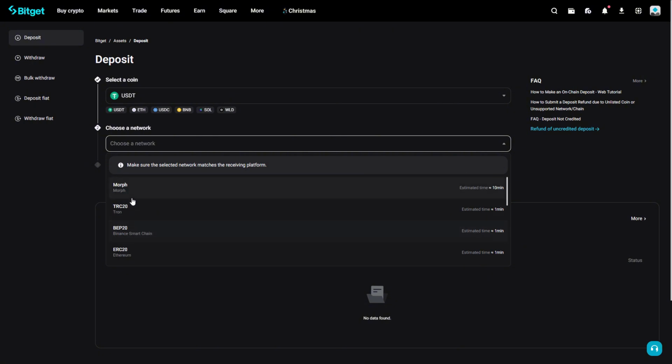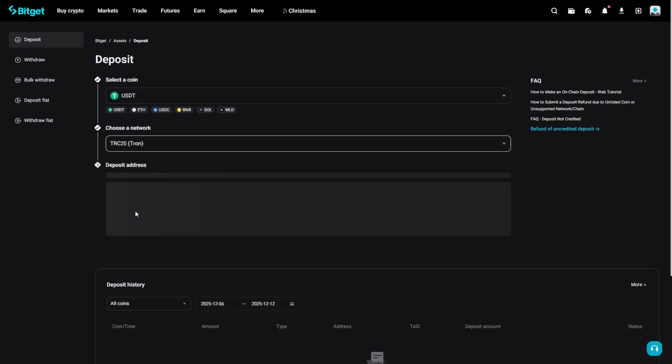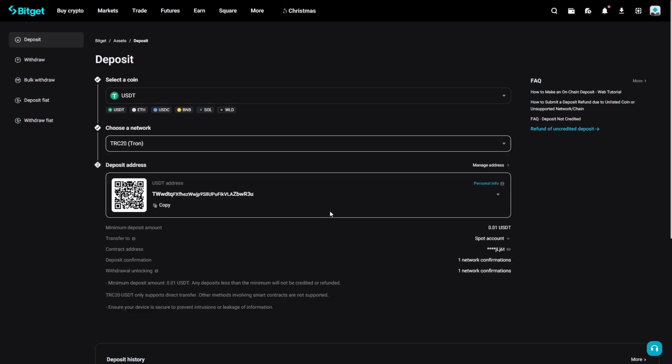Make sure the network you select on Bitget matches the network you are sending from. If you are withdrawing from another exchange, check which networks they support and choose one that is available on both platforms. For this example, I will choose TRC20 because it is fast and the fees are super low. Once you select the network, Bitget will generate a deposit address for you. This is a long string of letters and numbers. It is basically your account number on the blockchain.